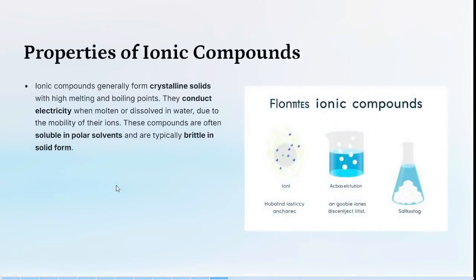Properties of ionic compounds. These ionic compounds are known to be crystalline solids with high melting and high boiling points, and they are also known to conduct electricity when they are in their molten state or dissolved in water. This ability to conduct electricity is due to the mobility of ions.